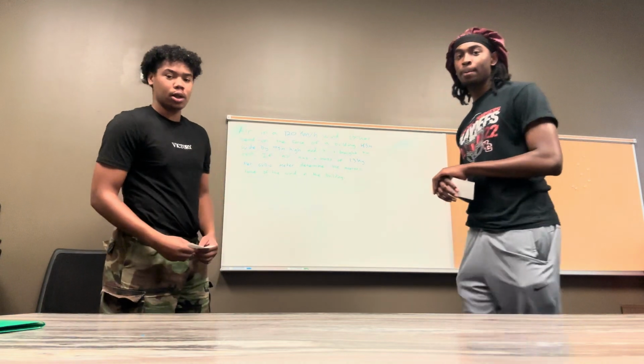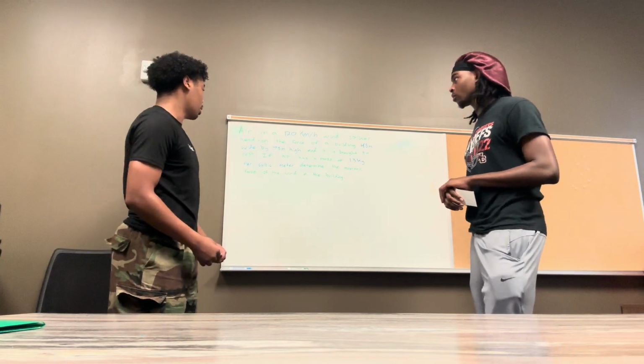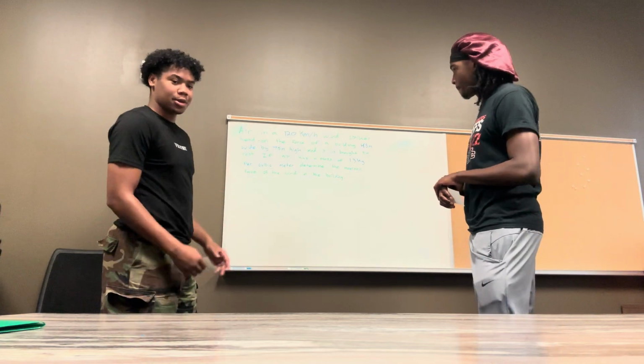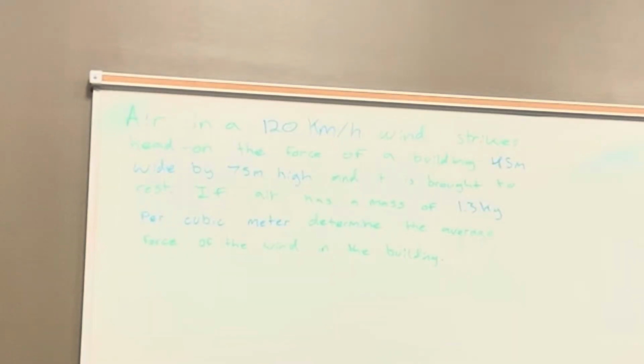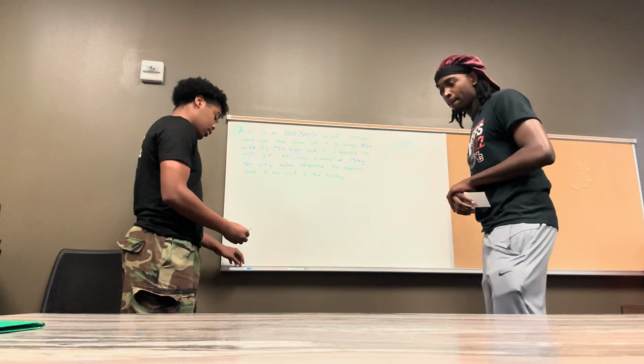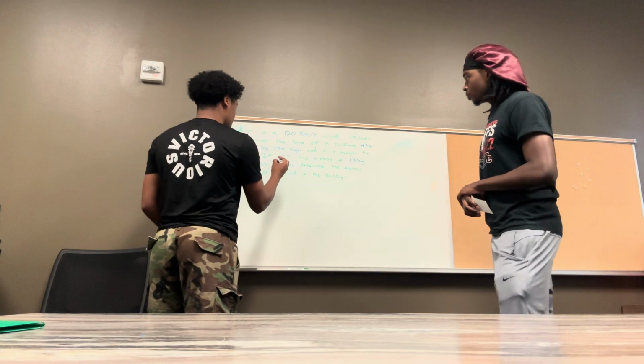Today we're going to do question 16 on chapter 9, level 3. The question says, air in a 120 kilometer per hour wind strikes head on the face of a building 45 meters wide by 75 meters high and is brought to rest. If air has a mass of 1.3 kilograms per cubic meter, determine the average force of the wind on the building. In this question, our knowns are going to be 120 kilometers per hour.